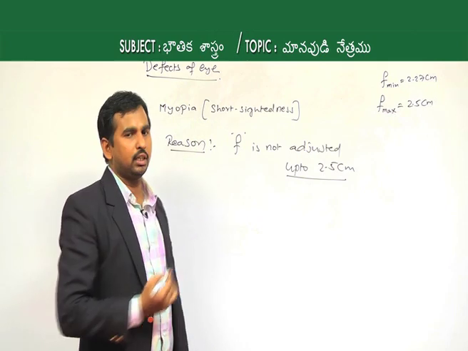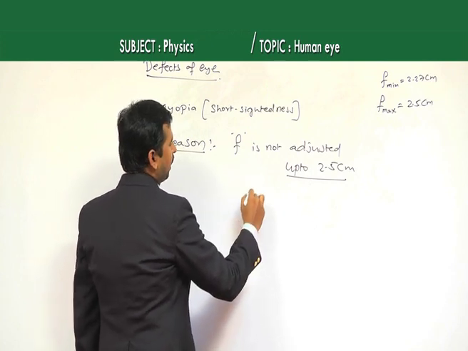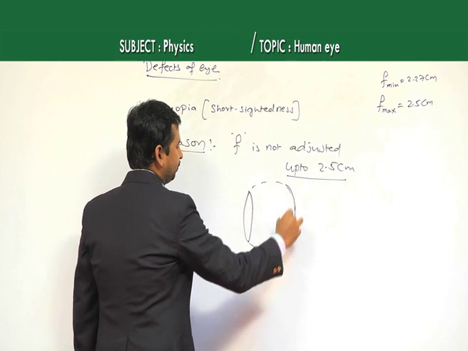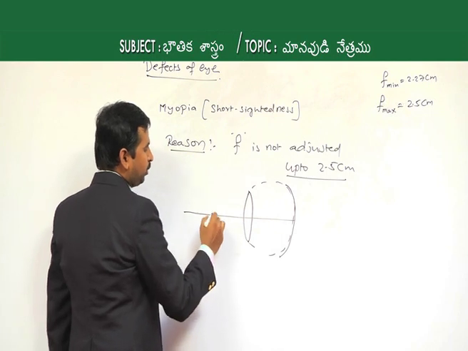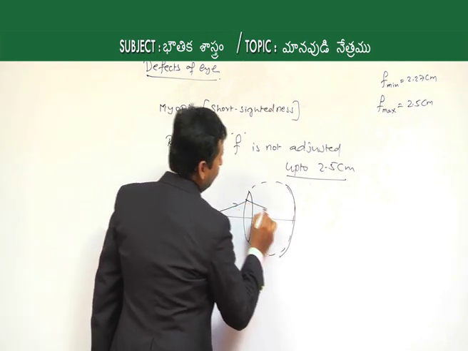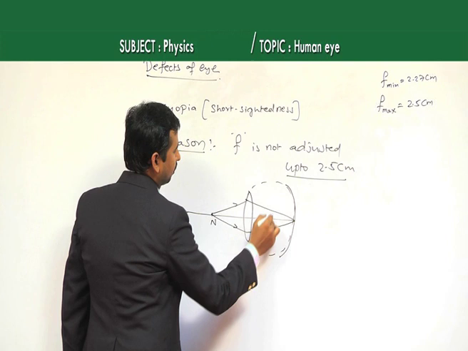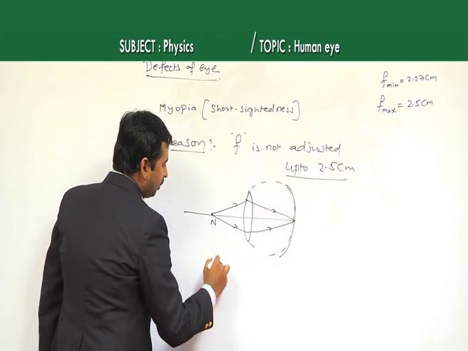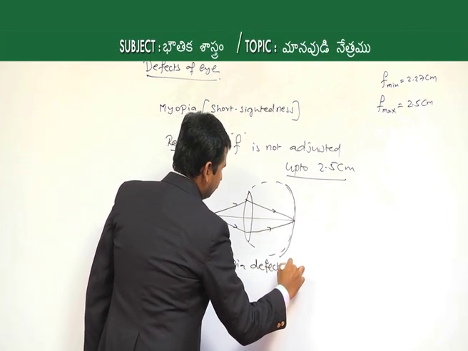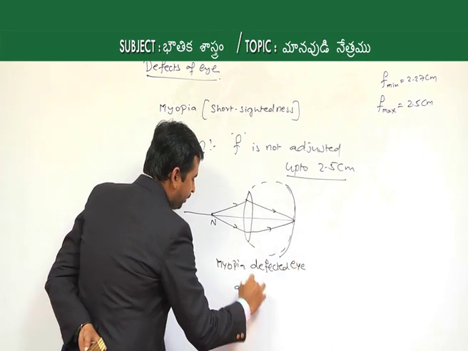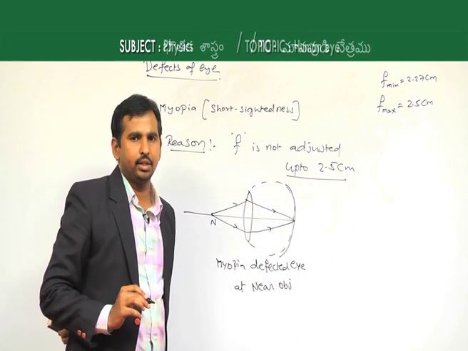Okay. If you see the diagram here, how the light rays are there, suppose like this. If this is our eye lens, and let us suppose this is our retina, and here if you take the near distant object at the point N, there is no problem for our light rays to converge exactly onto the retina, like this. So, this is the myopia defected eye at near distant points.